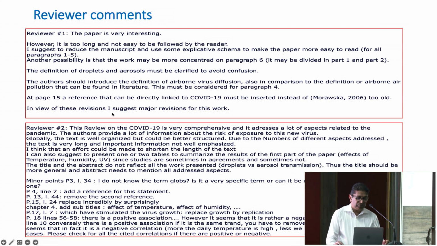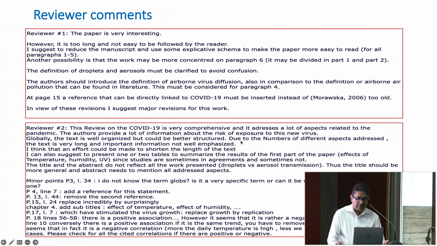In view of these revisions, I suggest major revision for this work. Right? They consider this to be a major revision, but it did not take much time for me. The second reviewer says this review on COVID-19 is very comprehensive, and it addresses a lot of aspects related to the pandemic. The authors provide a lot of information about the risk and exposure to the new virus. Globally, the text is well organized, but could be better structured. That is again another problem. I thought that I did it perfectly, but apparently not so.